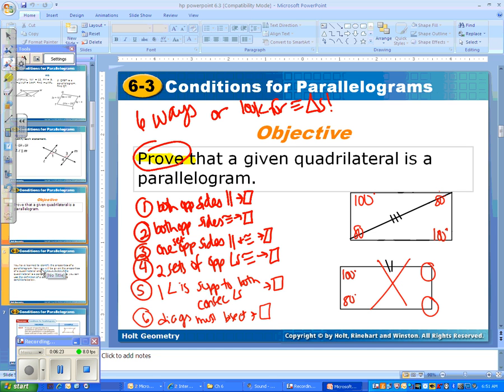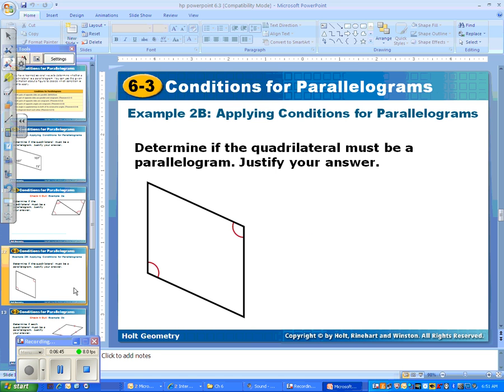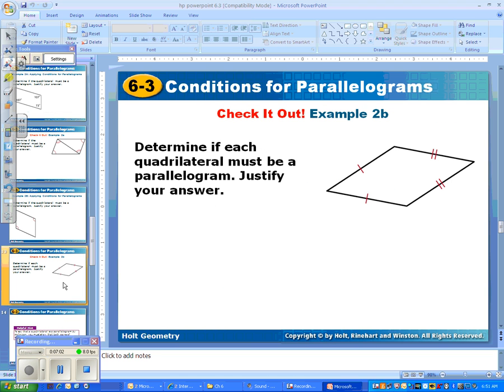So let's look at some examples and some non-examples. For this one, we have one angle is supplementary to both of its consecutive angles. So yes, it is a parallelogram. Right. Let's look at this one. This one, we only know that one set of angles are congruent. We need to know about both sets. So if we looked at congruent triangles, these triangles are not congruent to each other, so this is not a parallelogram.